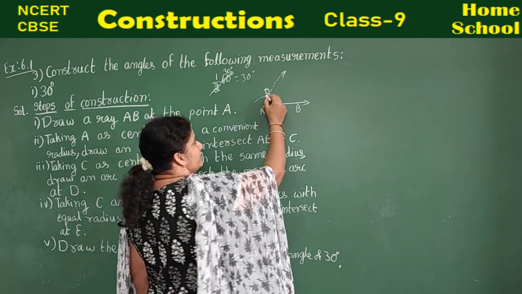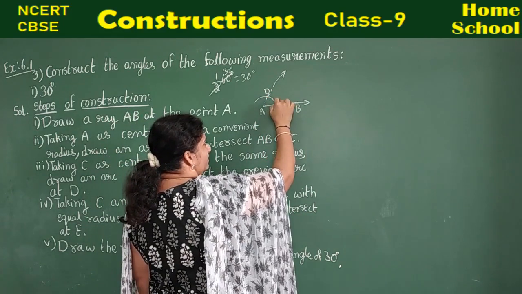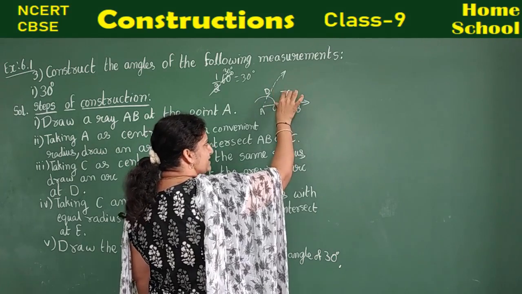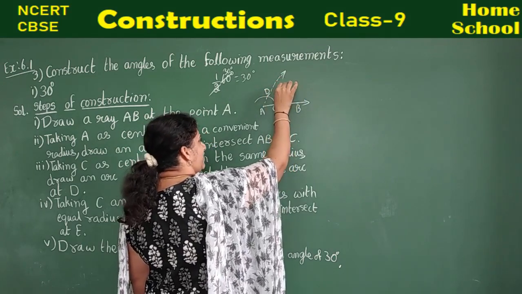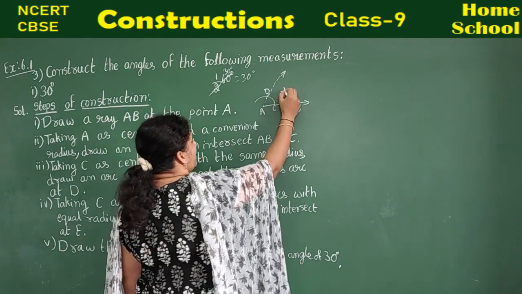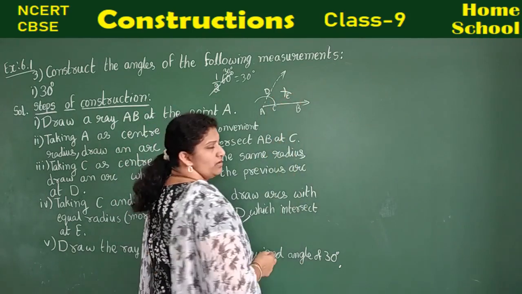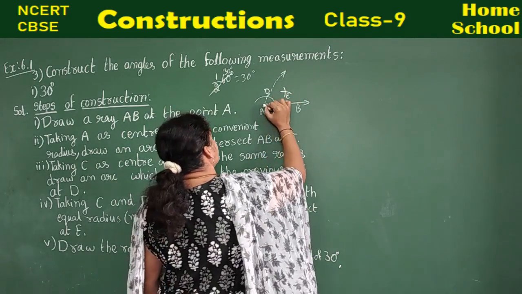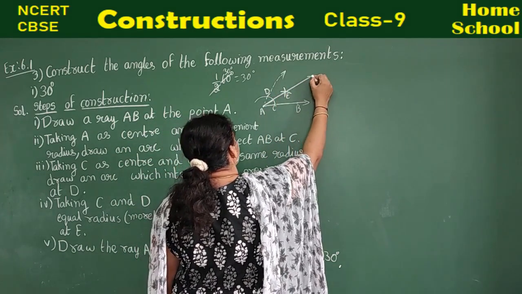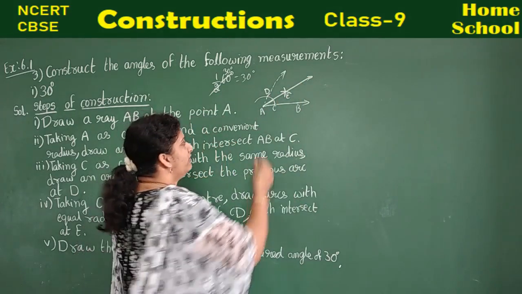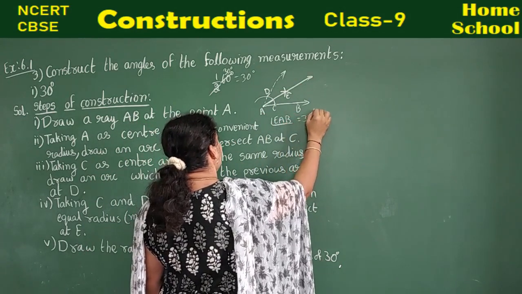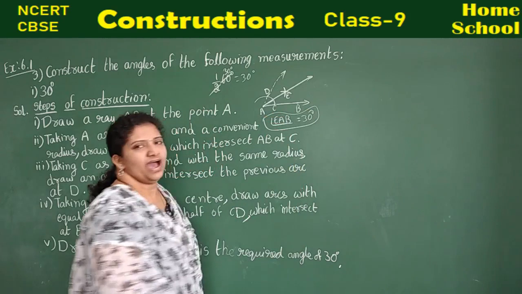How can we create it? With C and D as centers, take more than half of the radius. Equal radius you need to take now, from C same radius and from D same radius. Then the two arcs are going to intersect at a point. Mark this point as E. Join A to E and extend to form a ray. Now, angle EAB so created is equal to 30 degree. This is your required angle.